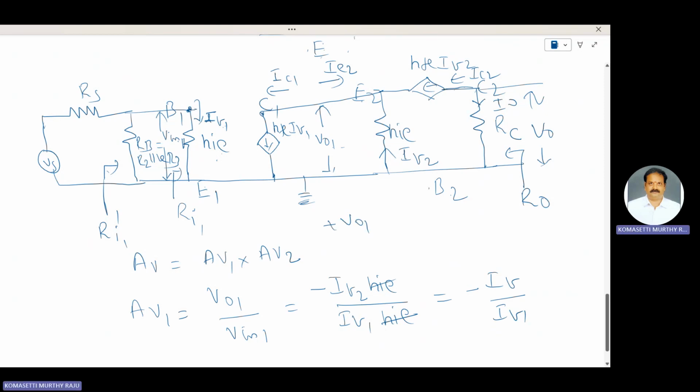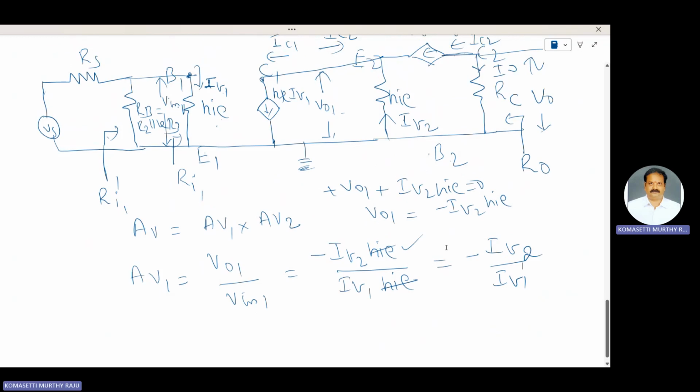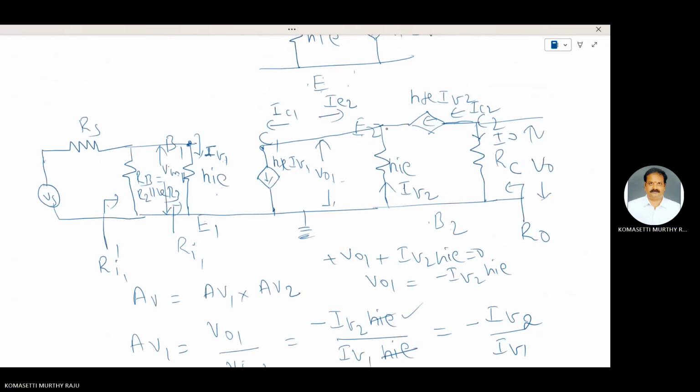Here the plus V01 direction is opposite to the IB2 current direction, therefore the plus sign is used. Apply KVL. Therefore, V01 is equal to minus IB2 into HIE, so AV1 is equal to minus IB2 by IB1.